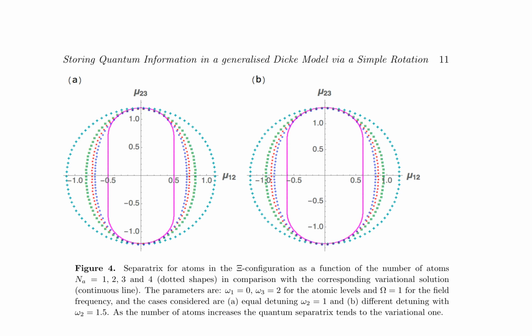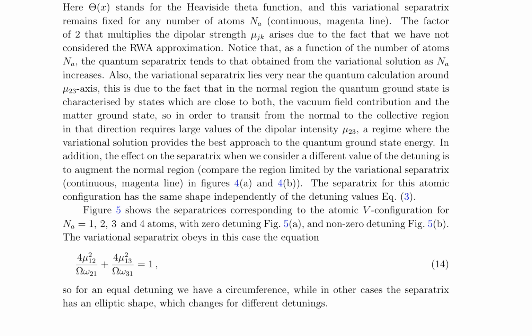The factor of 2 that multiplies the dipolar strength μjk arises from the absence of the RWA approximation. In the normal region, the quantum ground state is characterized by states close to both the vacuum field contribution and the matter ground state, resulting in the variational separatrix lying near the quantum calculation around the μ23 axis. The effect of considering a different value of detuning is to augment the normal region, as seen by comparing the regions limited by the variational separatrix in Figures 4a and 4b. The separatrix for this atomic configuration has the same shape independently of the detuning values, as described by equation 3.